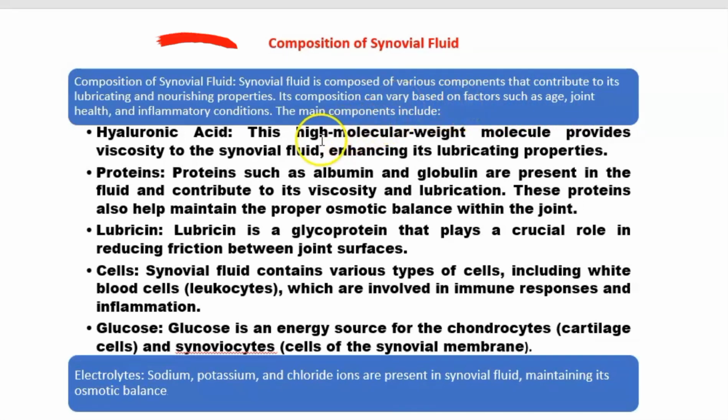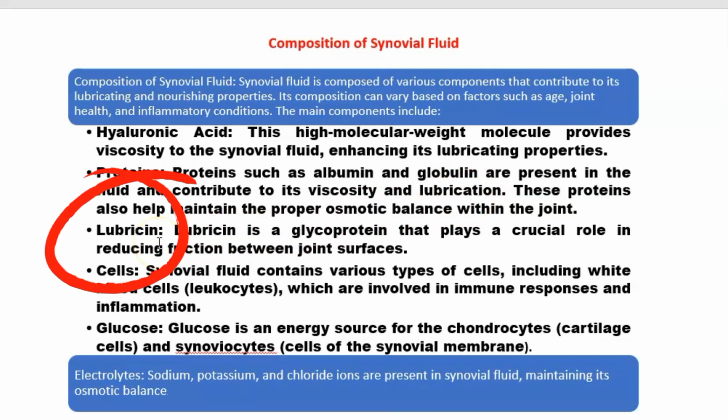Now, these are the components of what? Synovial fluid. 1. Hyaluronic acid. This hyaluronic acid is a high molecular weight molecule that provides viscosity to the synovial fluid. 2. Proteins. You have heard of protein, you all know proteins. The kind of protein we are talking about is albumin and what? Globulins. They are present in the synovial fluid, and they contribute to the viscosity and lubrication, which are the functions that we discussed above.